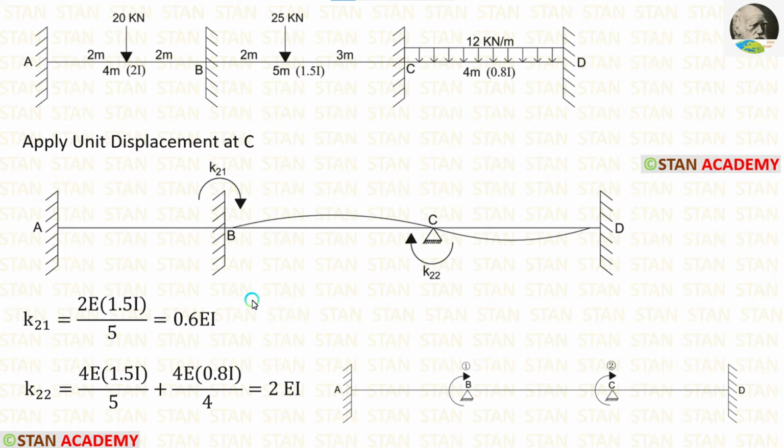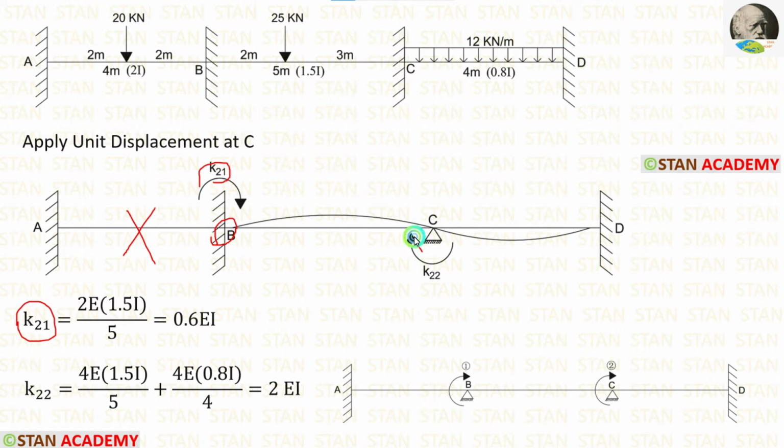Now let us calculate the stiffness values. We know that the stiffness values should be calculated in the order, first from the first coordinate, then from the second coordinate. Let us calculate K21. For that, from the point B, we have to look on both the sides. On the left side, there is no slope curve. If there is no slope curve, there will be no stiffness value. Now let us look on the right of B.